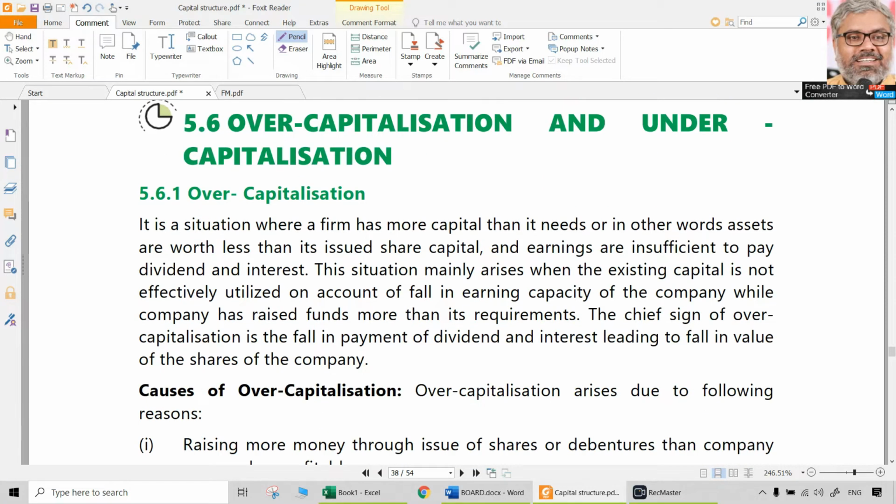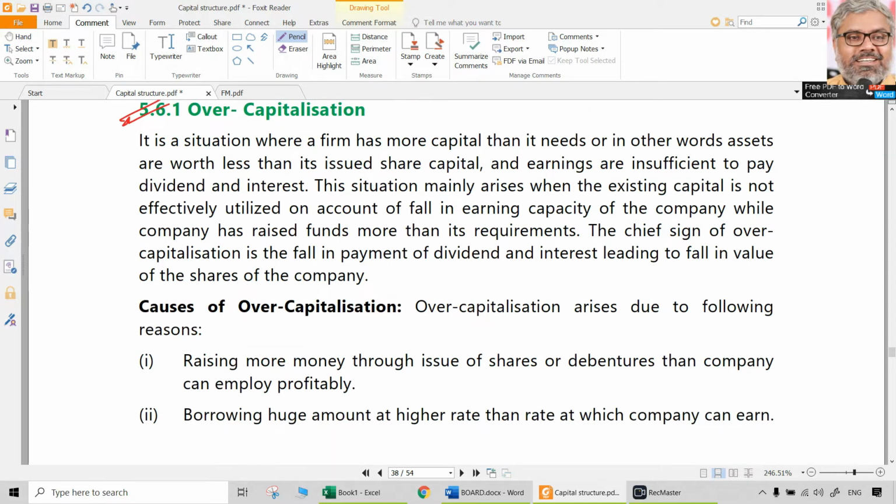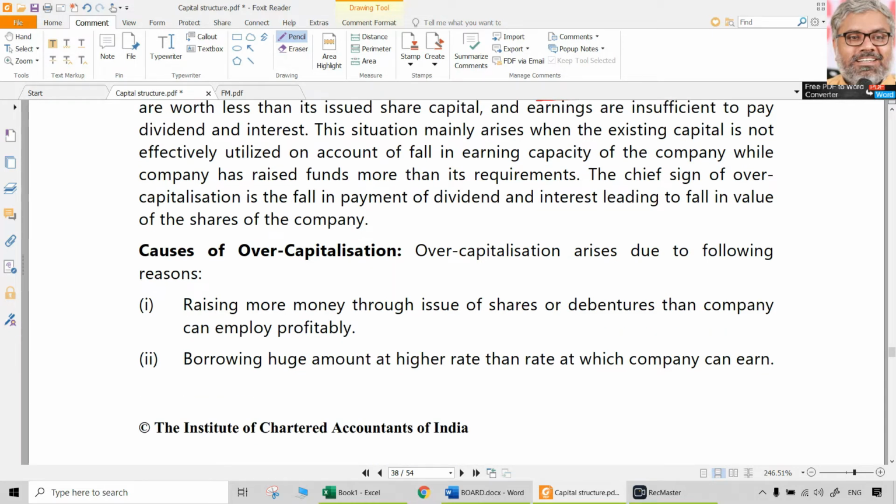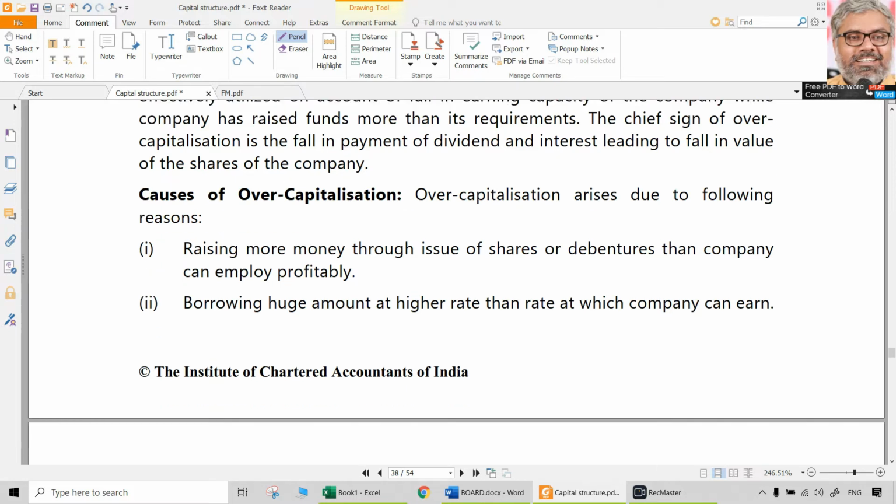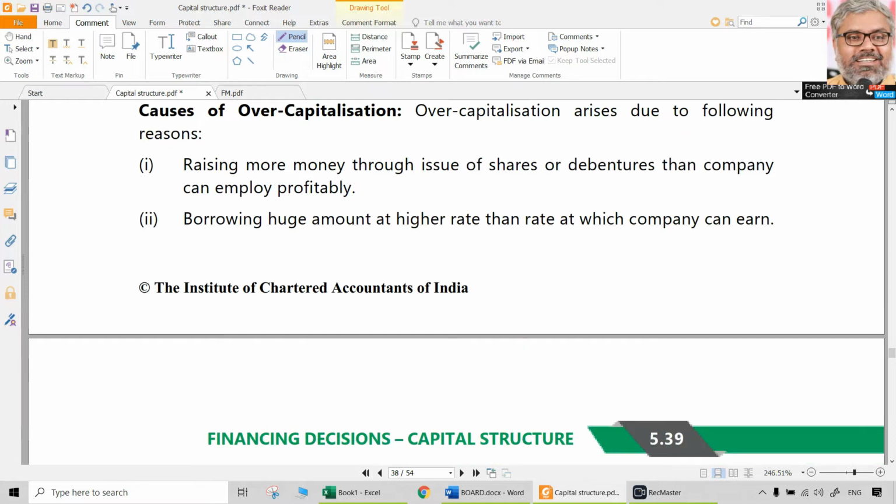Now coming to another important theoretical question, overcapitalization and undercapitalization can be asked as a theoretical question. See, simply overcapitalization means what? As the name indicates, when the company is taking more capital than it needs. In other words, assets are worth less than its issued capital. Earnings are insufficient to pay dividends and interest. That situation arises where the existing capital is not effectively utilized. That means the company is not doing performance efficiently and effectively. That is called overcapitalization.